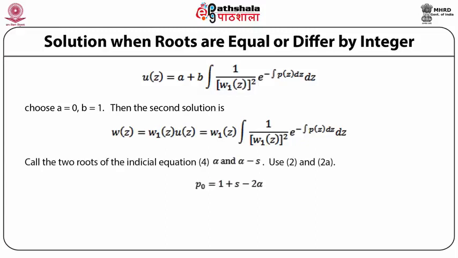Let us call the two roots of the indicial equation 4 as alpha and alpha minus s. Then use equation number 2 and 2a to obtain p naught is equal to 1 plus s minus 2 alpha.